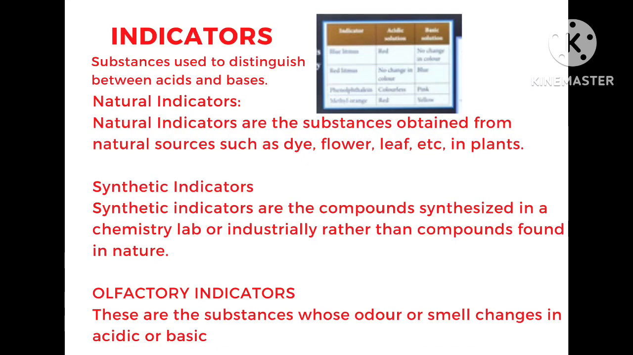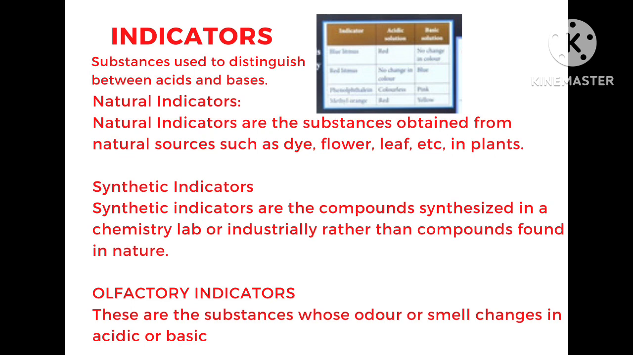Now the next topic is how can we come to know which substance contains an acid or a base. For this we use indicators. Indicators are the substances used to distinguish between acids and bases. Indicators can be categorized as of three types. First one is natural indicators. These are the substances obtained from natural sources such as dyes, flowers, leaves, etc. in the plants.